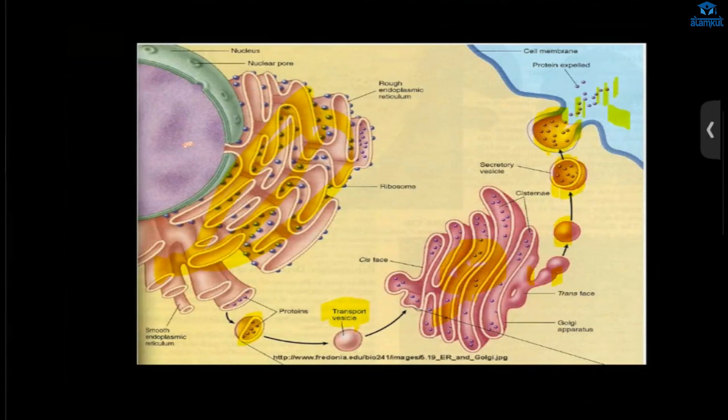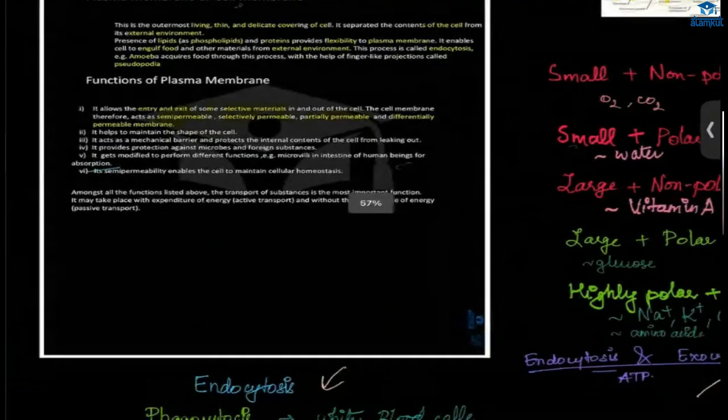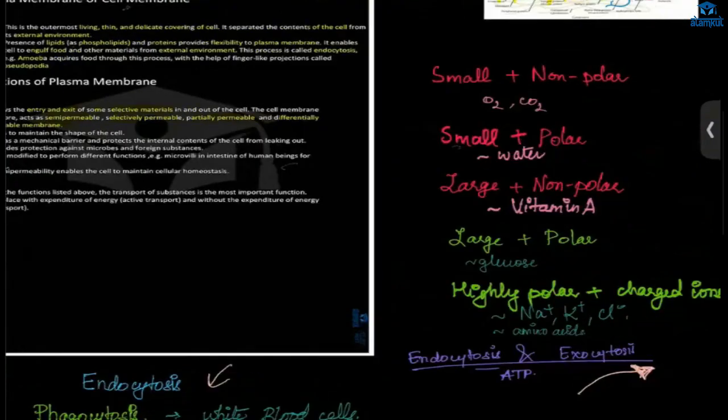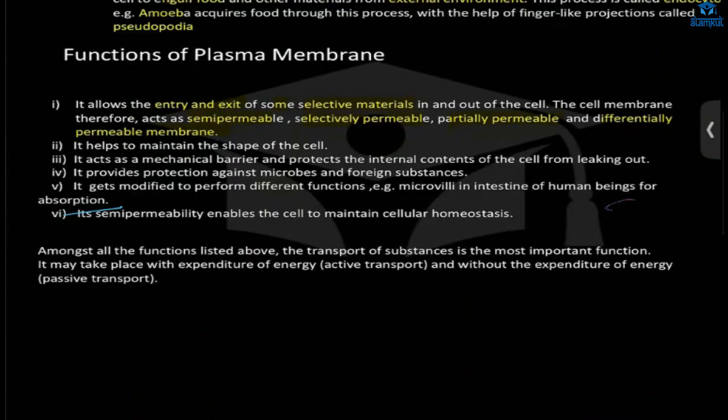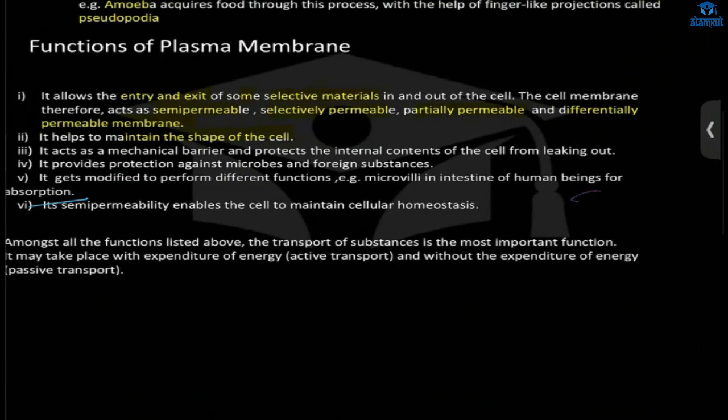So these all were the transport across the cell membrane, how it is happening. So the plasma membrane is very important. Next, we can see the function of the plasma membrane. It helps maintain the shape of the cell. It acts as a mechanical barrier and protects the internal content of the cell from leaking out. Then it provides protection against microbes and foreign substances, and it gets modified to perform different functions.